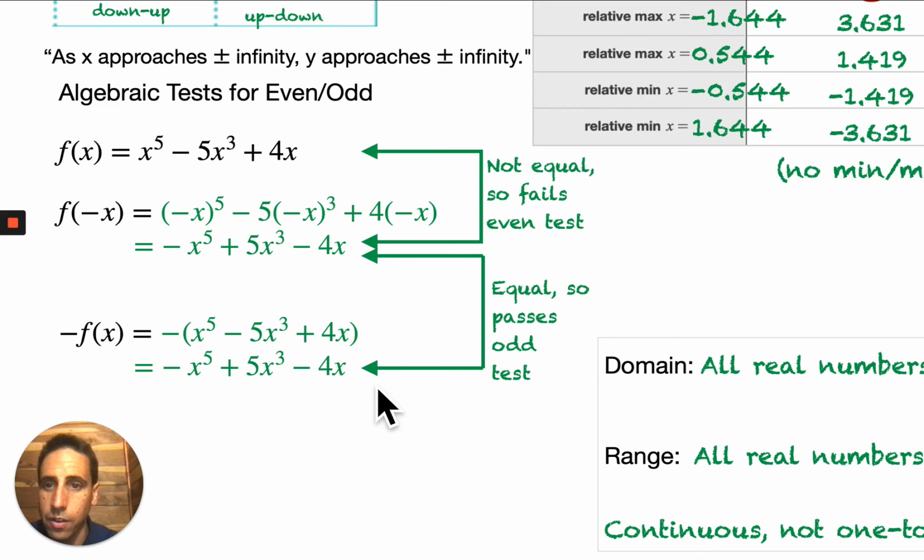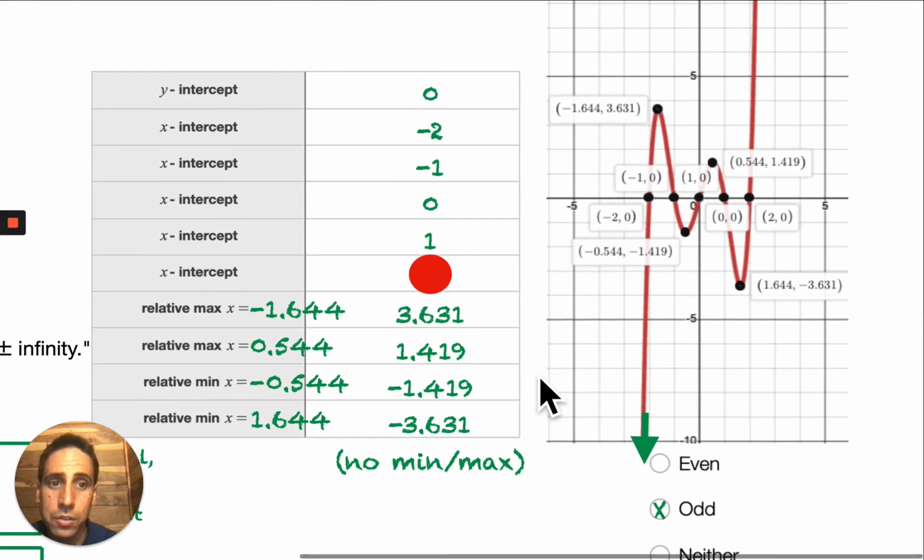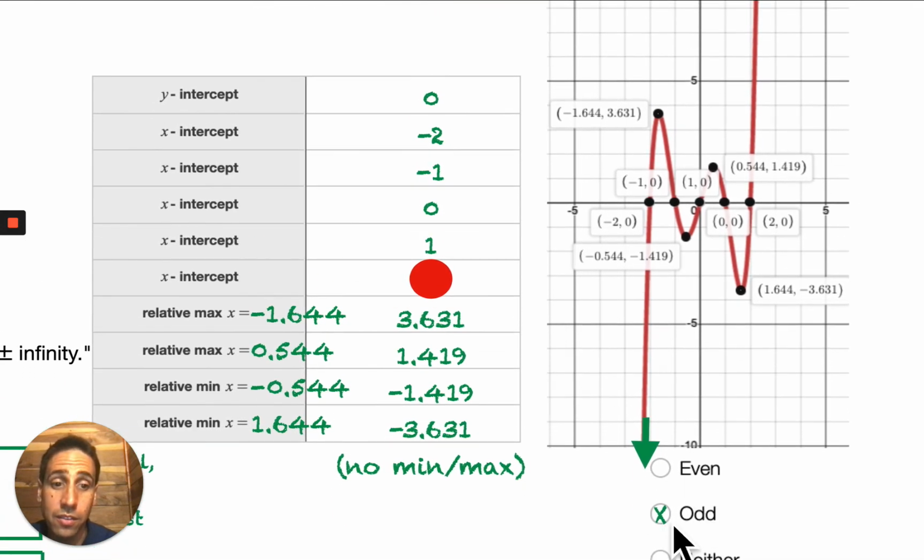And so comparing these two, yes, f of negative x is equal to negative f of x, and that is the odd test. So they are equal. It passes the odd test. So what kind of symmetry does it actually have? This is an odd function. It has rotational symmetry about the origin.